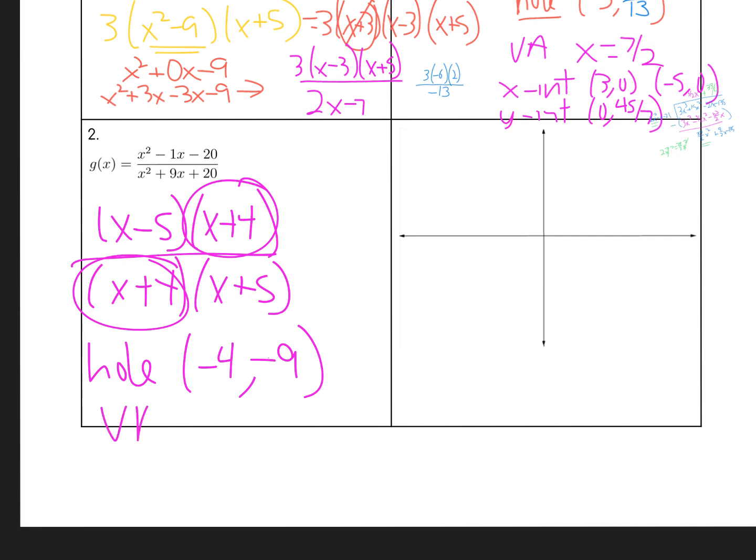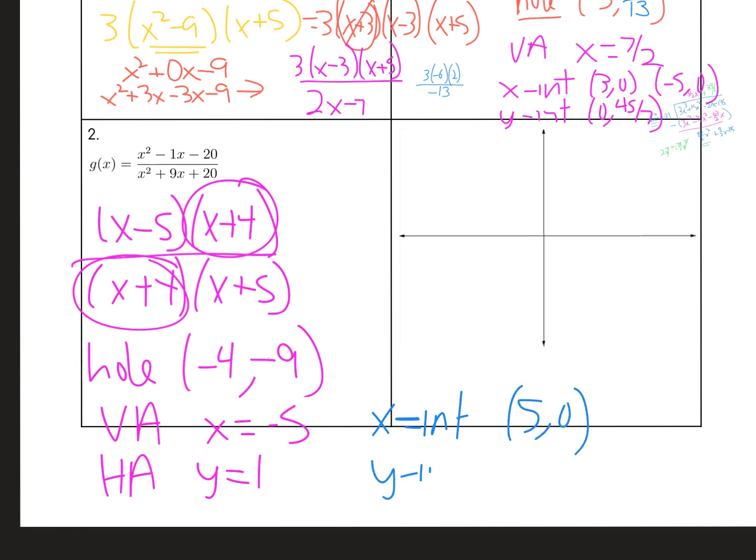You're going to have a vertical asymptote where the denominator is 0, that's -5. You're going to have a horizontal asymptote of y equals 1, which you could just do long division to figure out if you'd like. And you're going to have an x-intercept of 5, 0, and a y-intercept of 0, -1.